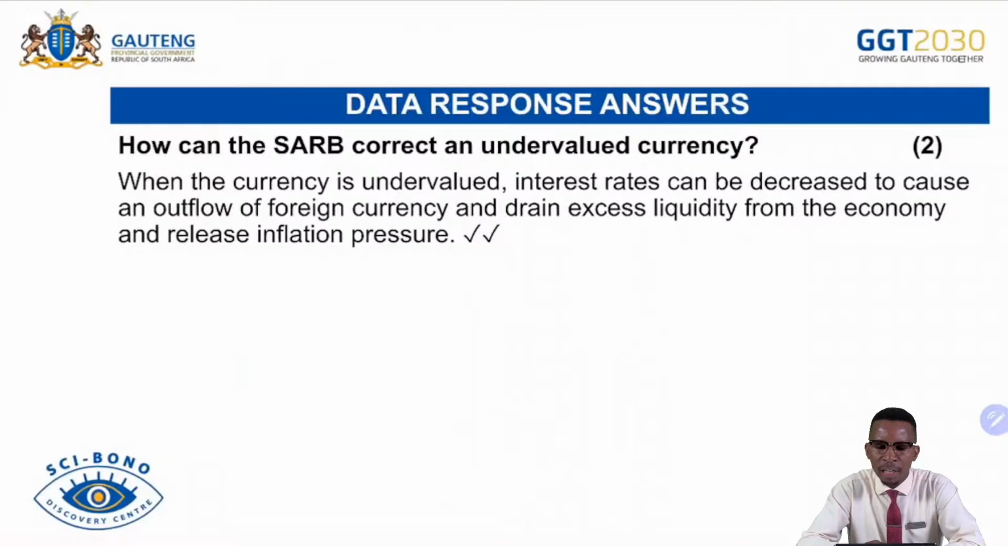How can the South African Reserve Bank correct an undervalued currency? When the currency is undervalued, the interest rate can be decreased to cause the outflow of foreign currency and drain excess liquidity from the economy and release the inflation pressure.